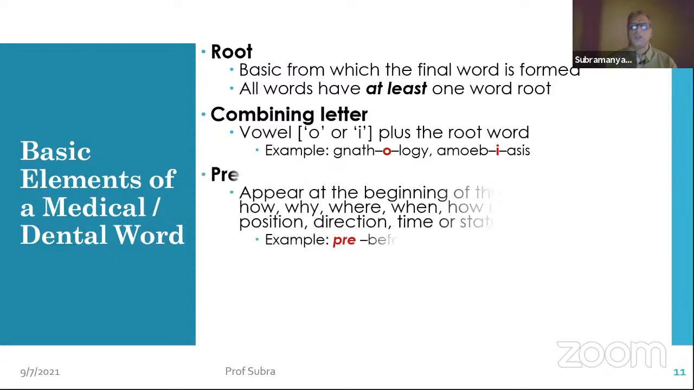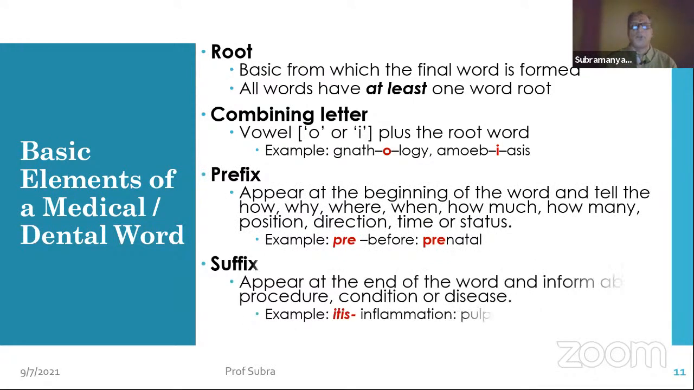And then we have a prefix or a suffix. A prefix is added before the word, though not all words have a prefix. They appear at the beginning of the word, and they describe how, why, where, how much, position, direction, or status of the root word. And a suffix appears at the end of the word, and is responsible for telling about a condition or a disease or a procedure. For example, itis at the end of the word would mean inflammation, for example pulpitis. Similarly, pre in front of another word means before, for example prenatal, before birth.